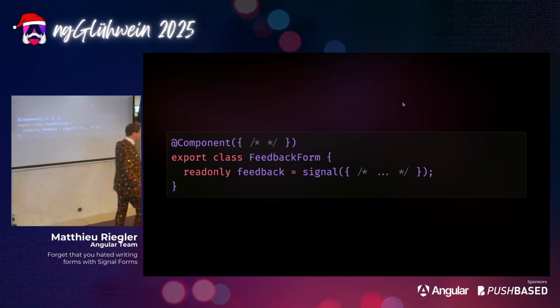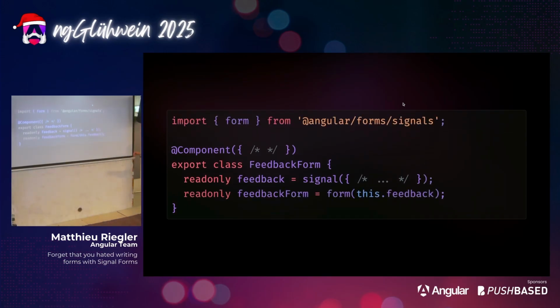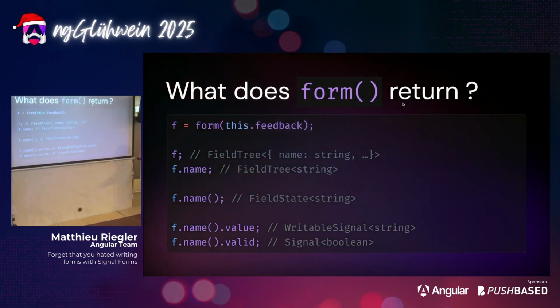Like I said, we start with a component, we have our model, and we pass that model to the form function, and we create our form object. It will represent what we will use across our different components and the forms that we create. That form function will give you access to a lot of information, things like what we call a field tree, a structural access to the value.